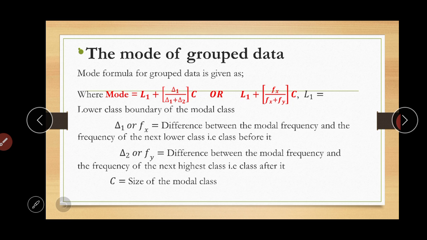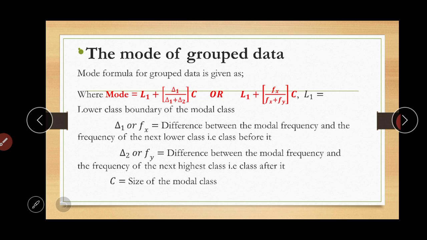So L1 is the lower class boundary of the modal class. Delta 1, or lambda 1, is the difference between the modal frequency and the frequency next to it, that is the frequency of the class before the modal class. There will be a modal class as well, because this is grouped data. Lambda 2 is the difference between the modal class and the one after it, and C is the class interval.